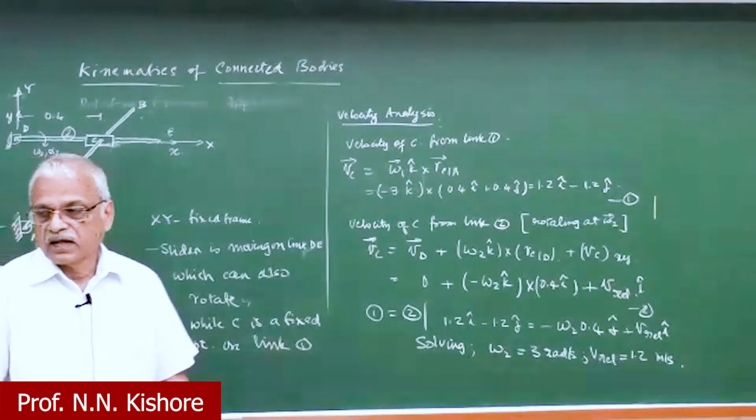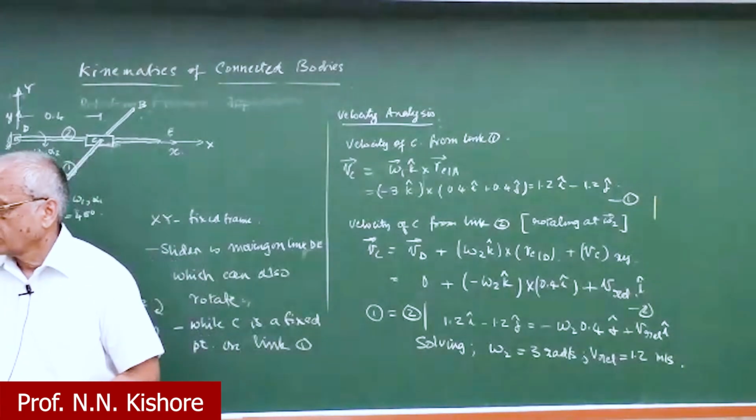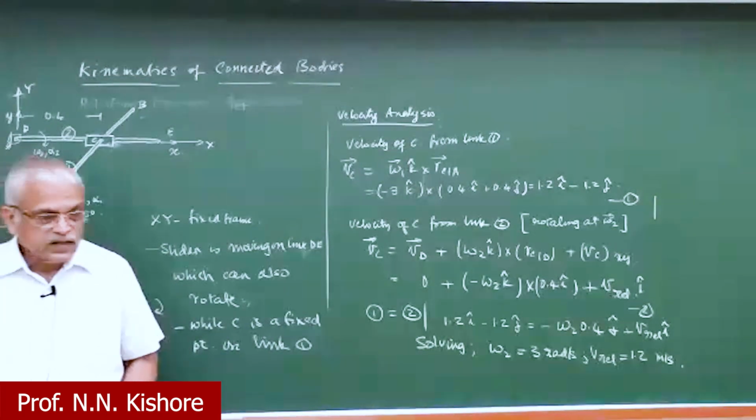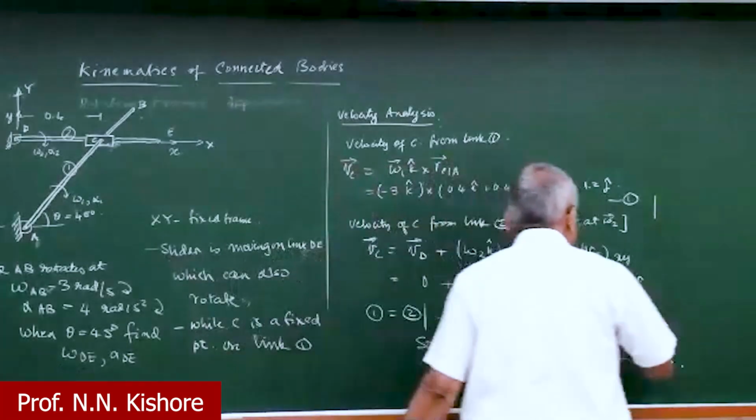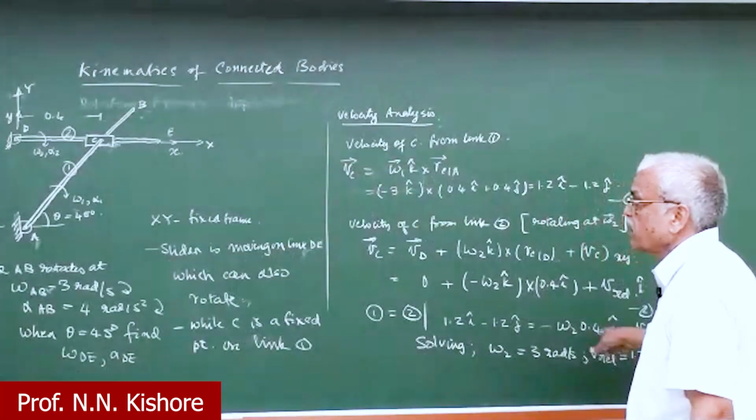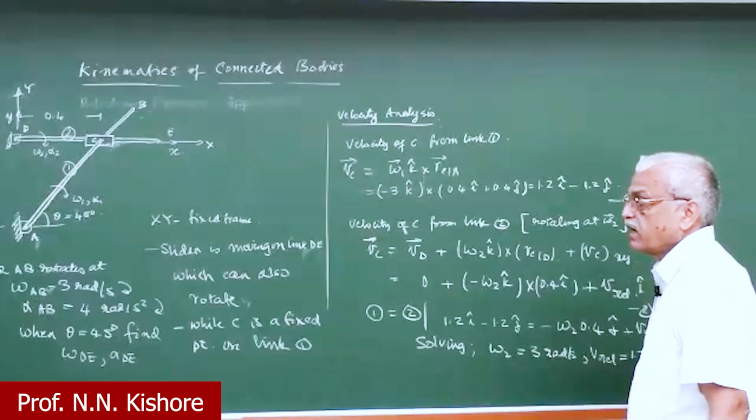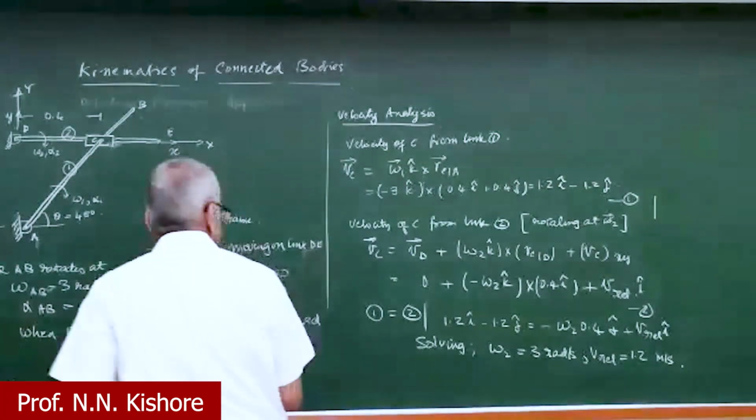Excuse me, sir. Yeah. Sir, how to find the direction of V relative? V relative, yeah, that's the thing. I have assumed VREL to be VREL times I. So what does that mean? This is an assumption here.